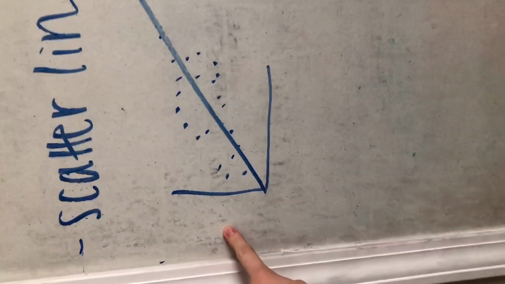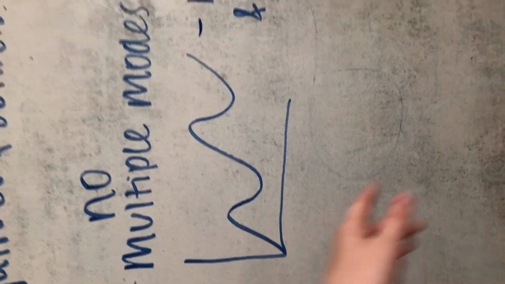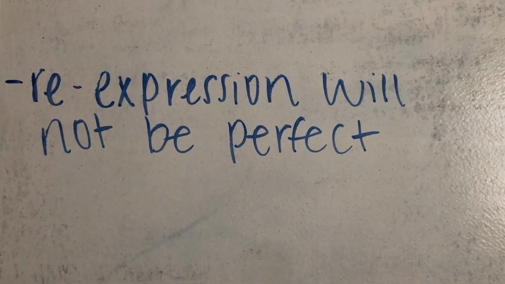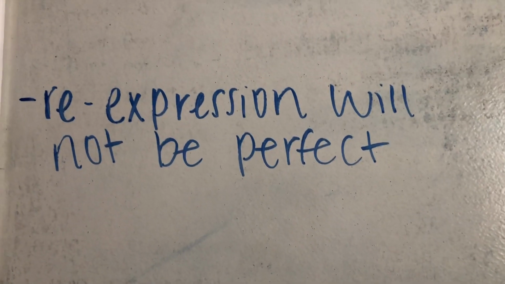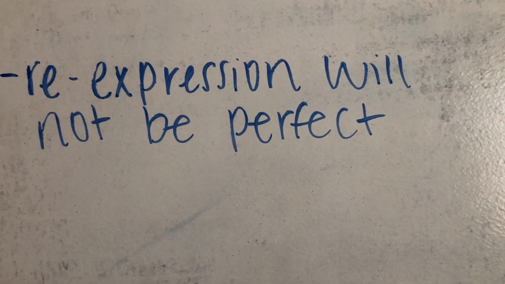So this is an example of a linear scatter plot. Another thing to remember is that you cannot have multiple modes when re-expressing your data. So that's what this looks like right here. And then it cannot go up and down, as you see the graph going up and down. But one of the last things to remember is that your re-expression will not always be perfect, but it will be more useful to use in a real life situation.